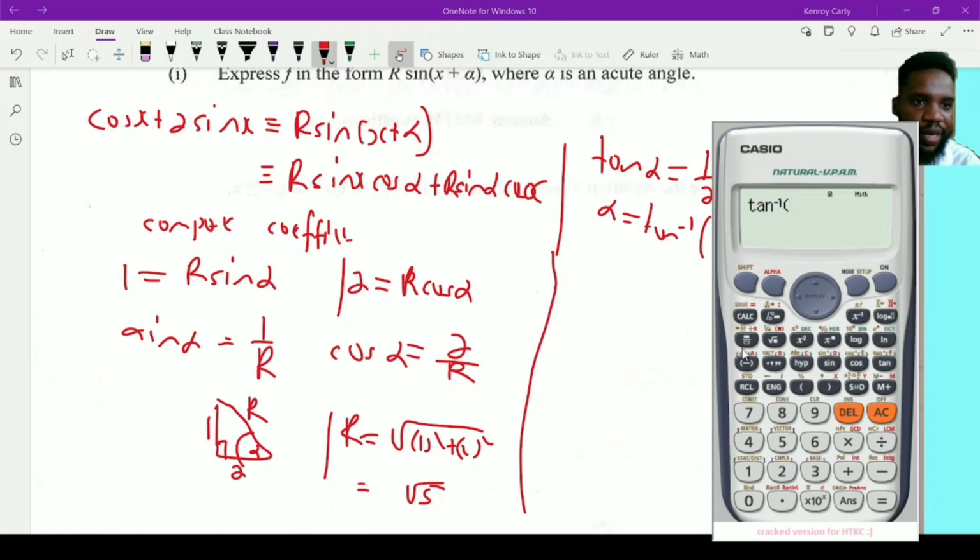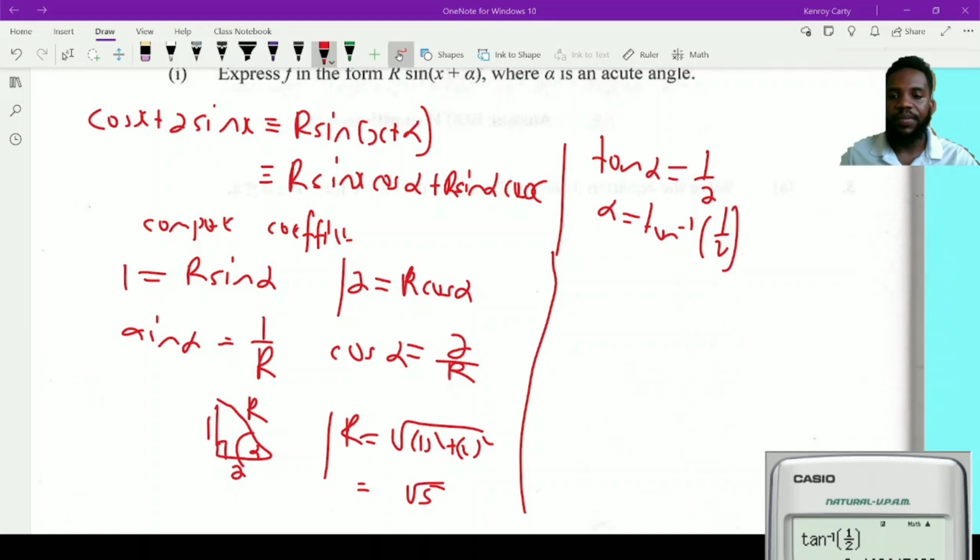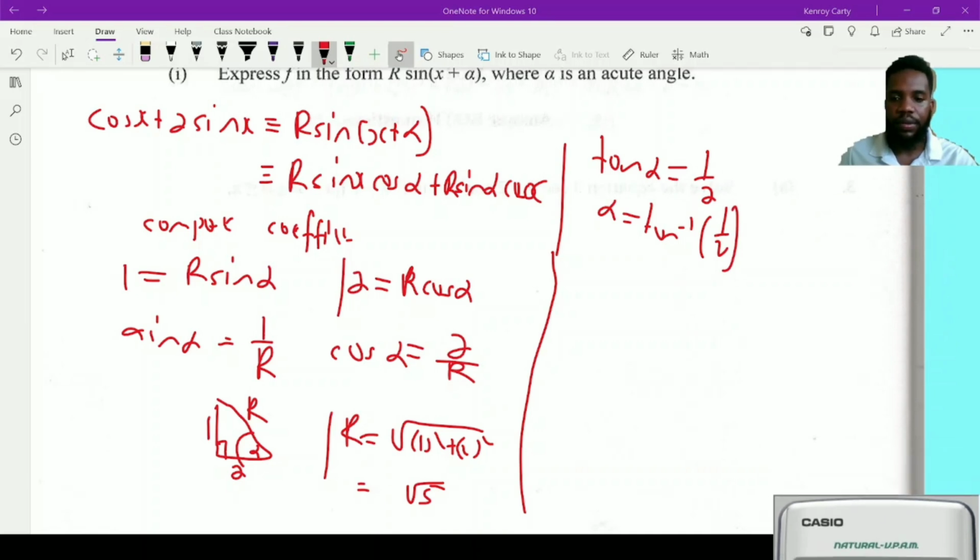So I'm going to shift tan, and I'm dealing with a half here, so 1 over 2. Close bracket, equal. So we have 0.464. Remember, it's 3 significant figures. So that's 0.464. Let me put this back down here. So alpha is equal to 0.464 rads. Of course, we know it must be to 3 significant figures unless otherwise stated. So that is what we have to put it as.